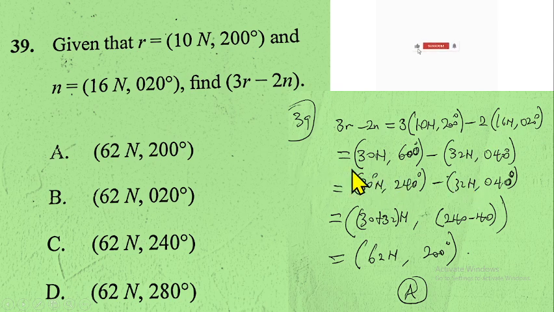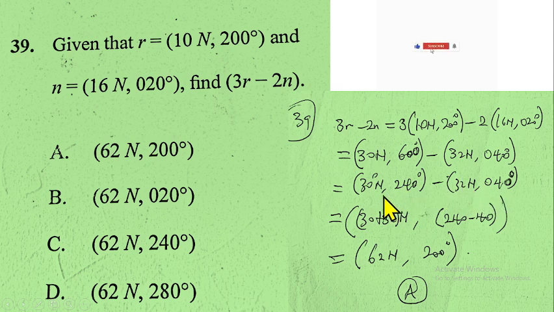Then 3 multiplies this, which gives us 30 Newton, 600 degrees. Minus 2 multiplies this as well: 2 times 16 is 32 Newton, 040 degrees. From there, this 600 degrees can be converted using quadrants. It's equivalent to 240 degrees because it has completed one revolution, so if you remove 360 from this, it gives us 240 degrees.